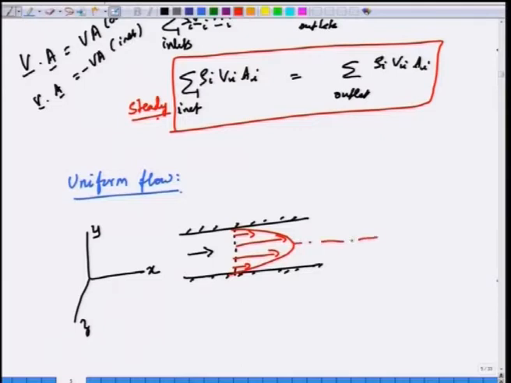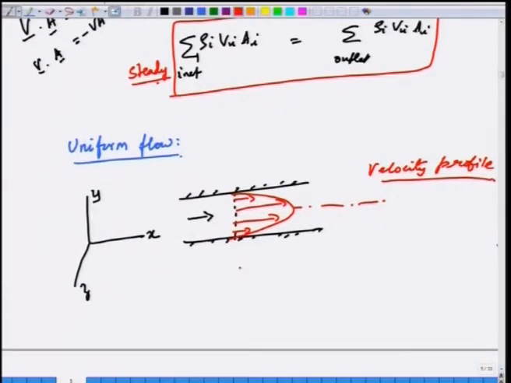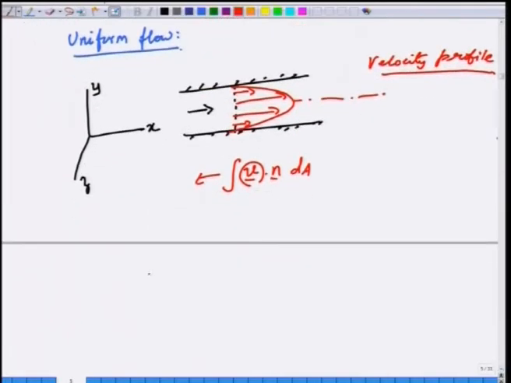This is called a velocity profile, and in general therefore, whenever you have v dot n dA, you cannot pull v out, because velocity is a function of the coordinate with which you are integrating. So, one has to do this integration in general. Okay. So, for example, in a channel flow in a rectangular channel, the velocity in the x direction is a function of the y coordinate in the following manner.